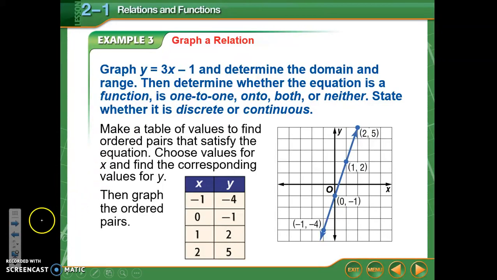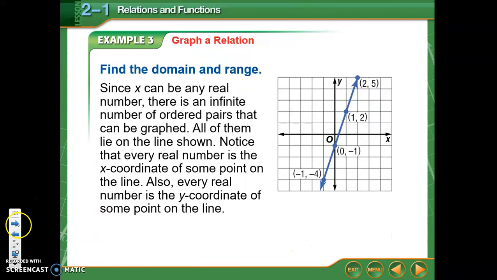This function is also continuous because this is an equation and I can plug in any x value I want: fractions, decimals, positive, negative, 0. Every single x that I choose is going to be defined, and so when I graph it, it makes a connected straight line. So we say that it is a continuous function.